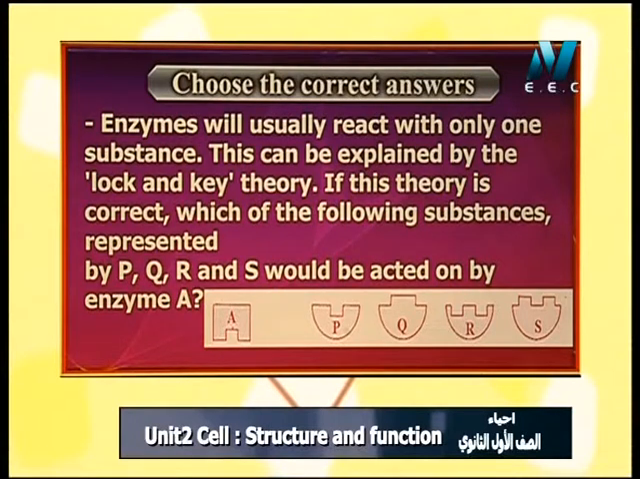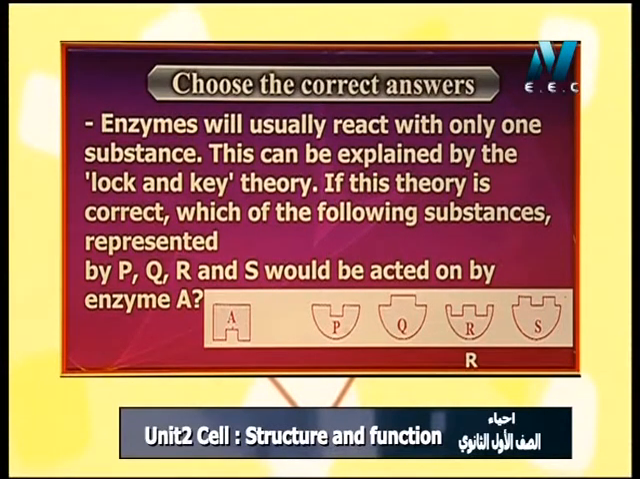If this theory is correct, which of the following substances represented by P, Q, R, and S would be acted on by the enzyme A؟ يبقى بص كده عندي enzyme A اهو موجود وبعدين عندي سبستريت P Q R and S، وبعدين بيقول لحضرتك مين السبستريت بتاع الانزيم A. طبعا واضح قدامنا ان P ما تنفعش وQ كمان ما تنفعش لانها مش fit on the enzyme، S كمان ما تنفعش لكن الانسر هتبقى R.